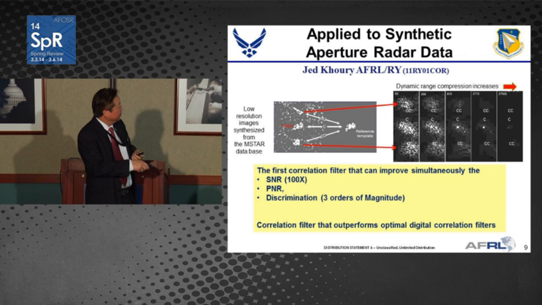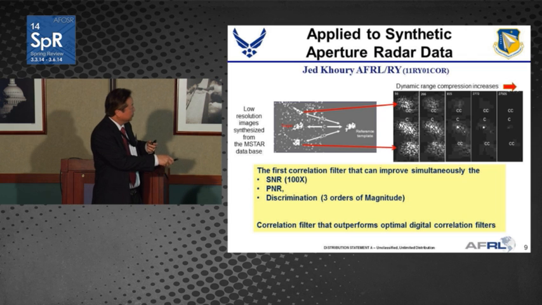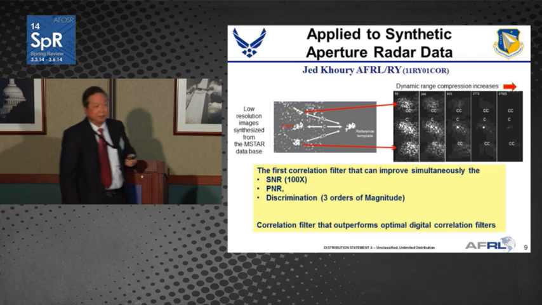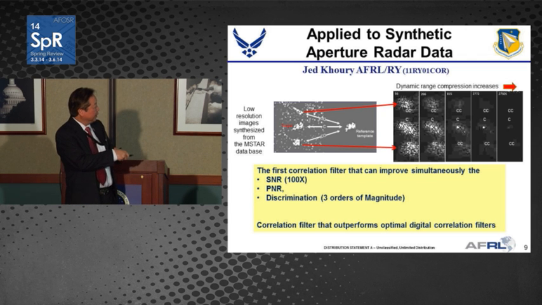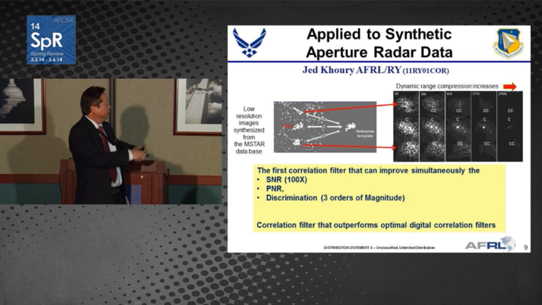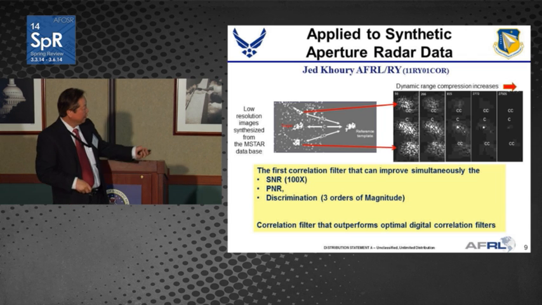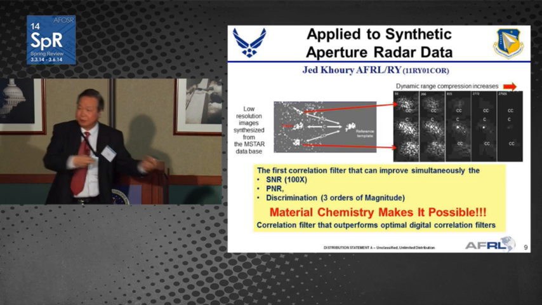And they use the synthetic aperture radar data, and this is the data with a lot of noise in it, and also other non-relevant targets, and this is the target, and they were able to pick out the target. And it is for the first time they claim that it's the first correlation filter that can improve simultaneously the signal-to-noise ratio, the peak-to-noise ratio, and also the discrimination. And it's because of material chemistry.